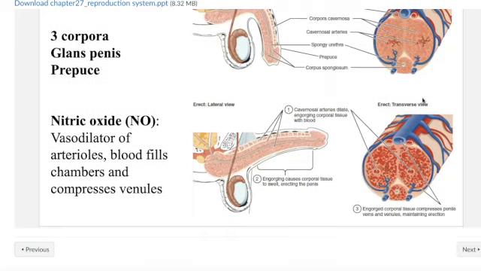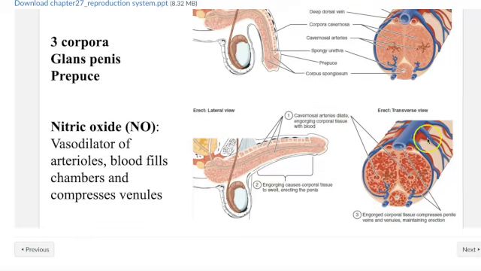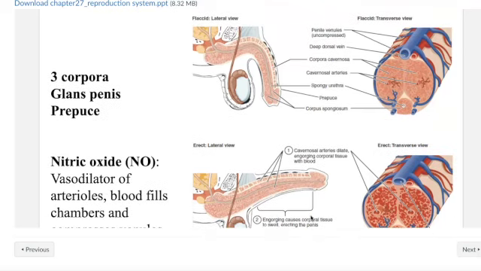Okay, and then here it is. Okay, the cavernosum is filled, and then the spongiosum is filled. That's why it will block off the blood from returning. So that's how the erection is maintained.